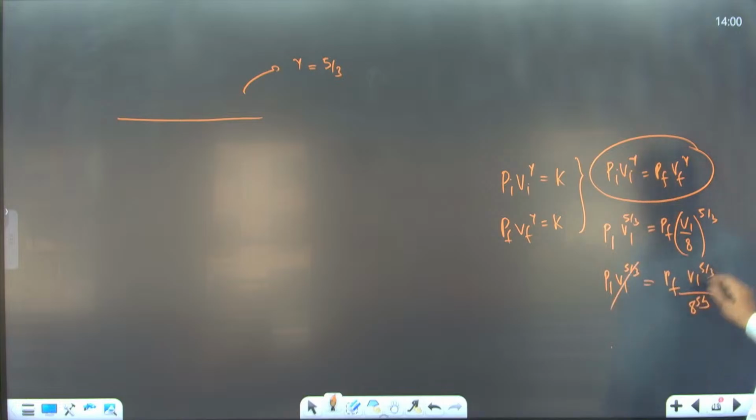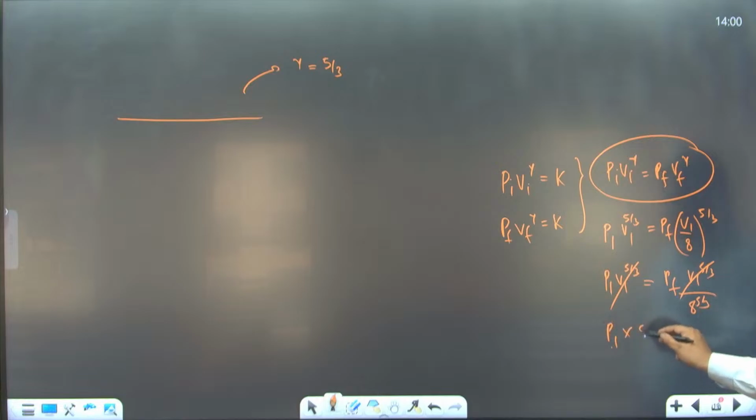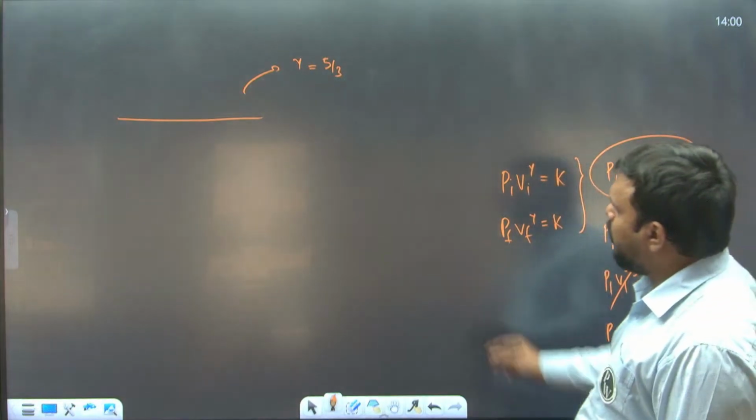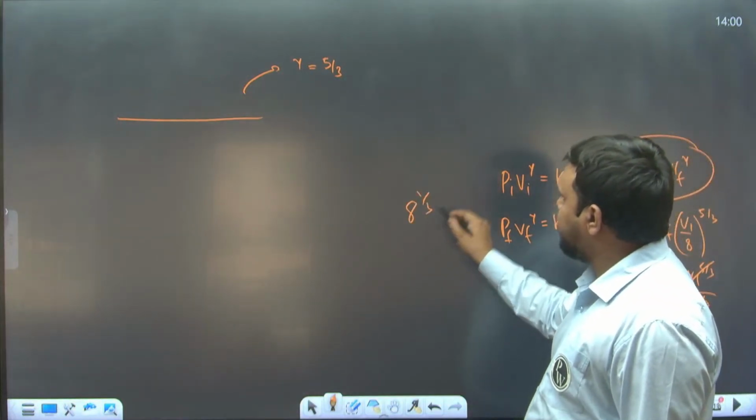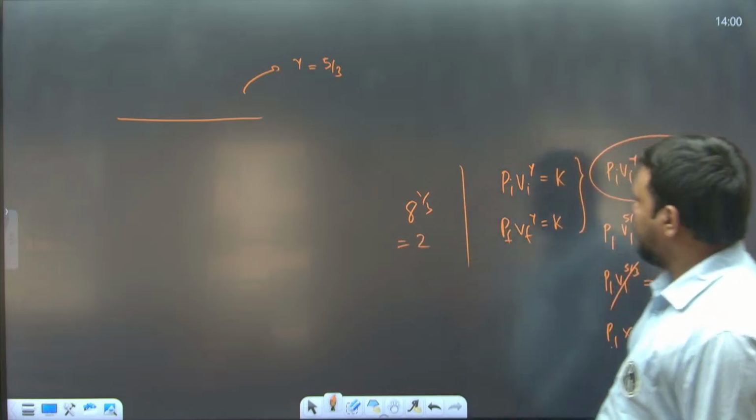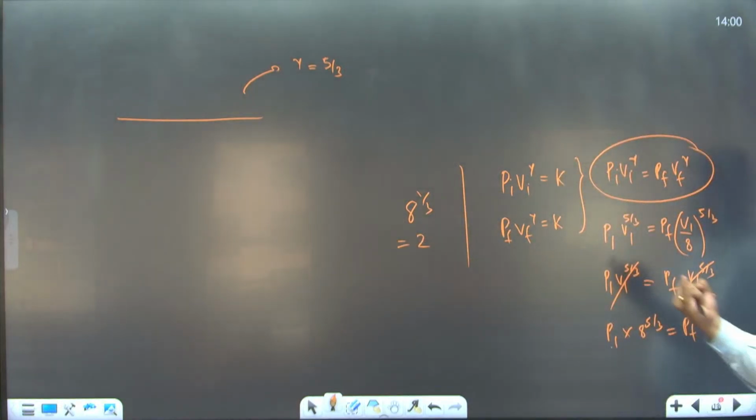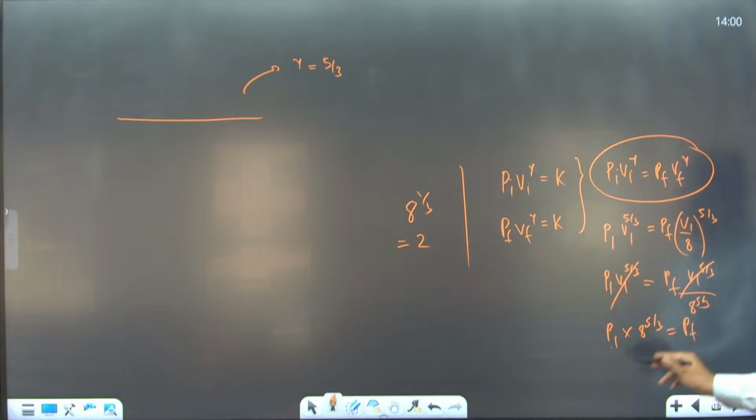So V1 power 5 by 3 is getting cancelled. P1 into 8 power 5 by 3 is equal to P final. This 8 power 5 by 3: see, cube root of 8, 8 power 1 by 3, will be equal to 2. And 2 power 5: 2, 4, 8, 16, 32. So this will be 32. So 32 P1 will be the pressure final.